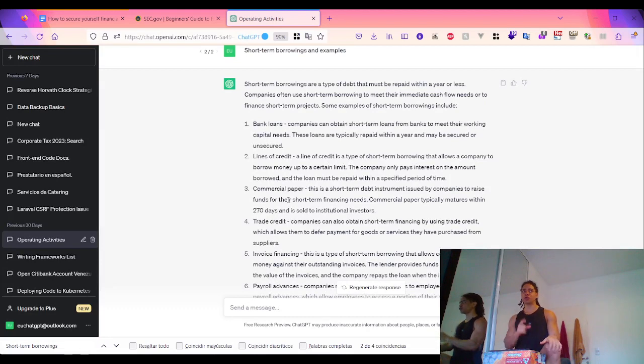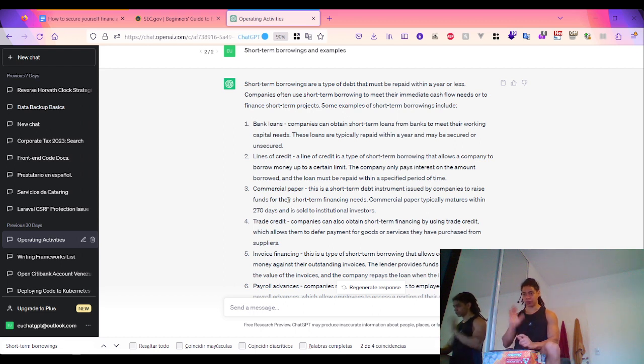Again, all of these are short-term borrowings: bank loans to meet their working capital needs, commercial papers, which are unsecured and risky short-term instruments to raise funds to meet their financial needs, and lines of credit, which are a ceiling for how much you can borrow.